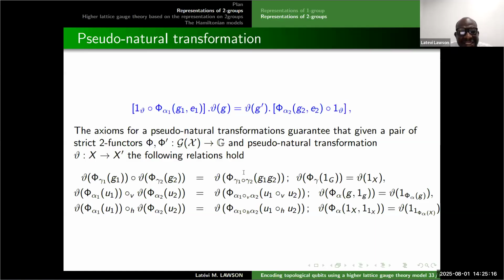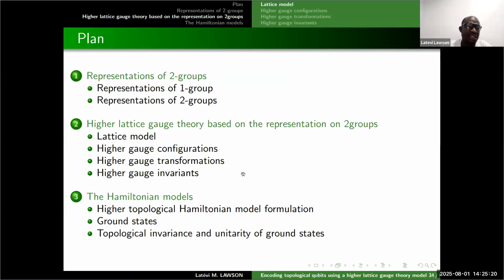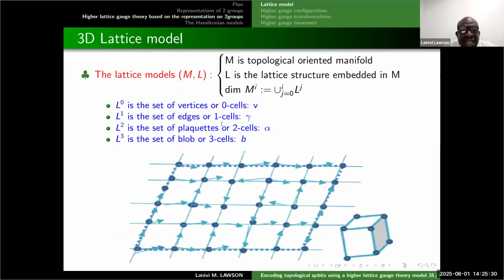Now, this mathematical tool will be assigned to a lattice model, a physical model, through a gauge theory. Here is our model, the lattice model, where we consider a topological manifold in which this lattice model is embedded. We consider this lattice in 3 dimensions. We have the 2 dimensions and the third dimension, which is the cube here. We have L0, the set of vertices, L1, the set of edges, L2, the set of faces, or we call them plaquettes, and L3 is the set of blobs, which is the volume. The third dimension is given by this element.